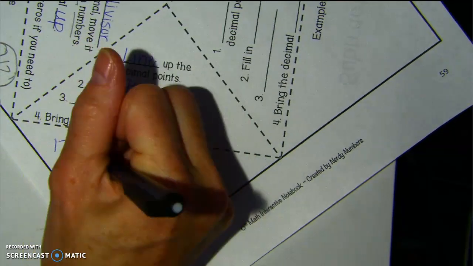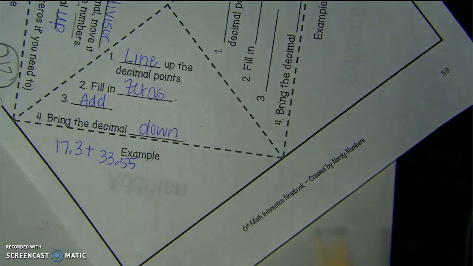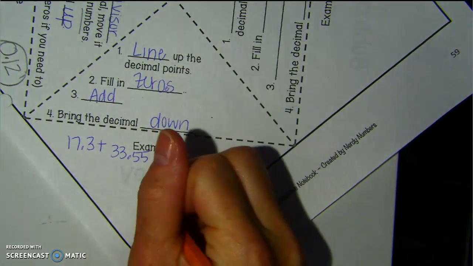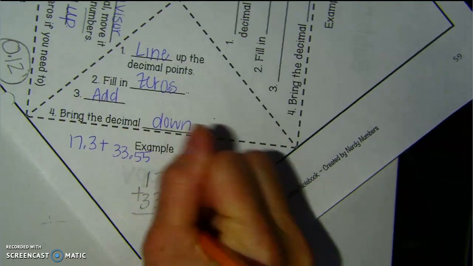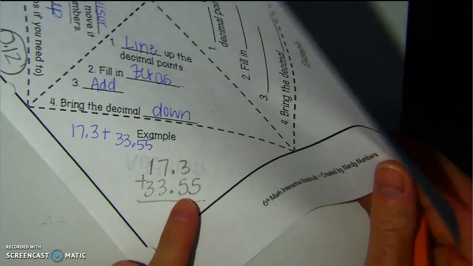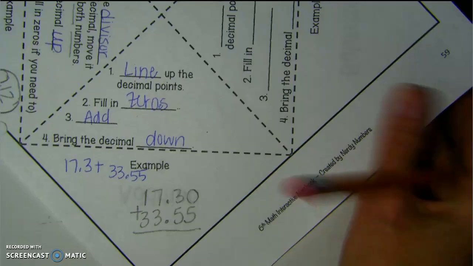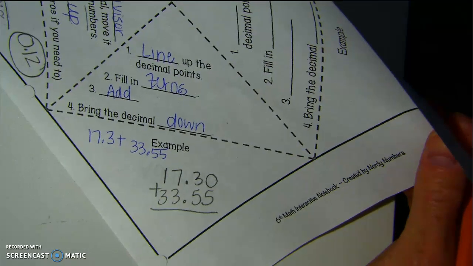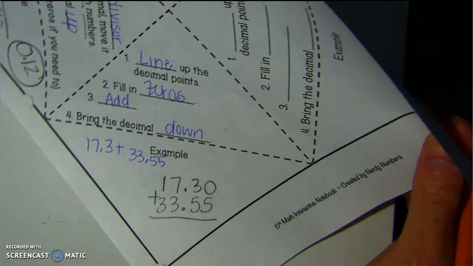17 3/10 plus 33 55/100. So when I'm adding, I have to line my decimals up. Well, what do I do right here when I've got a 5, but I don't have a number right here? Fill in a 0, right? So I have to put a 0. Does that 0 change that number? No. 17 3/10 and 17 30/100 is the same number. It does not change it. I can add zeros all day long behind that decimal, and it does not change the number.